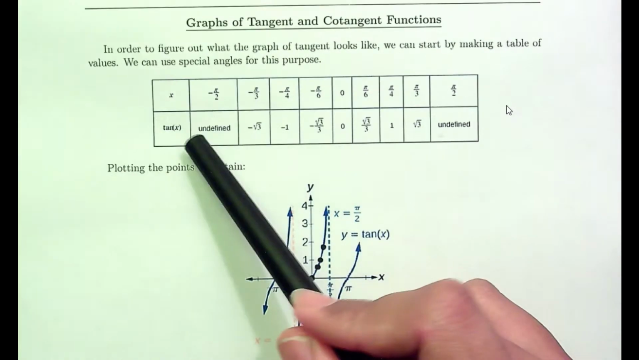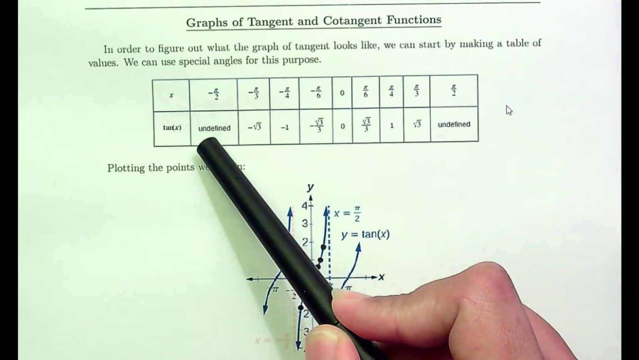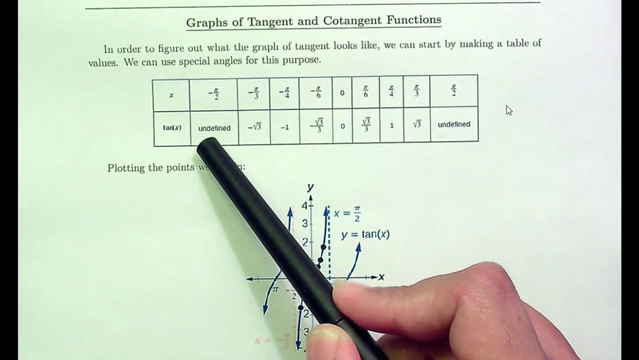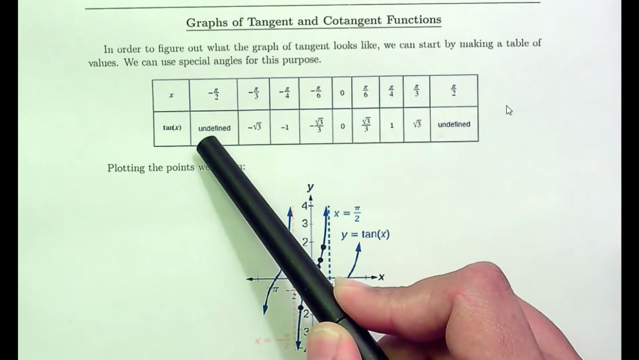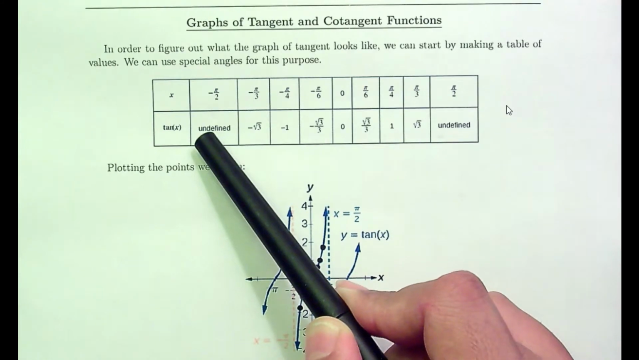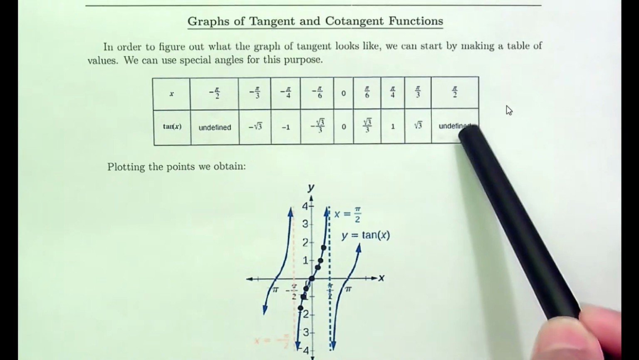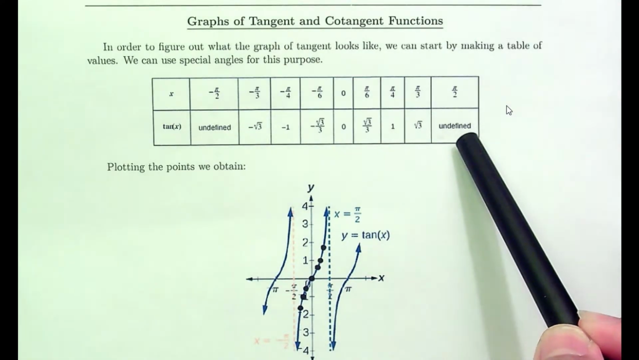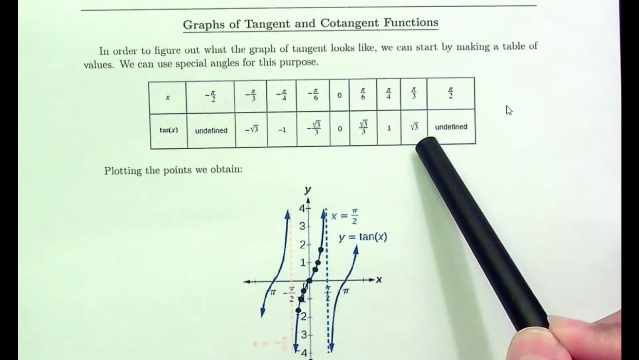Tangent of x is undefined when x equals negative pi over 2, because tangent is sine over cosine, and cosine of negative pi over 2 is actually 0. So you will be dividing by 0, and you cannot divide by 0, so that's undefined at that point. For the same reason, tangent of pi over 2 is undefined. And for all the other points in between that are special angles, we get these values.